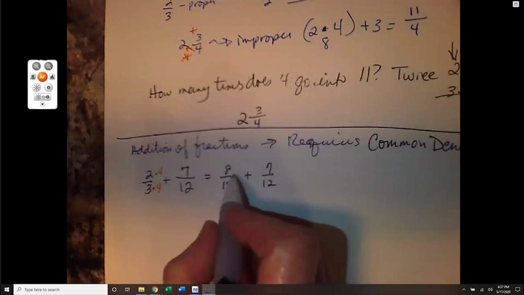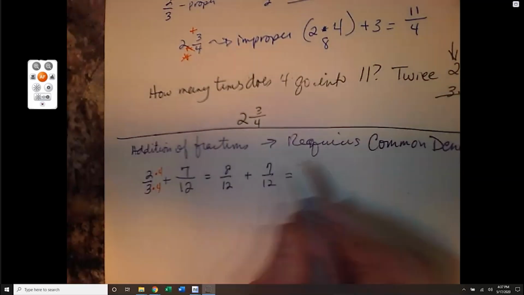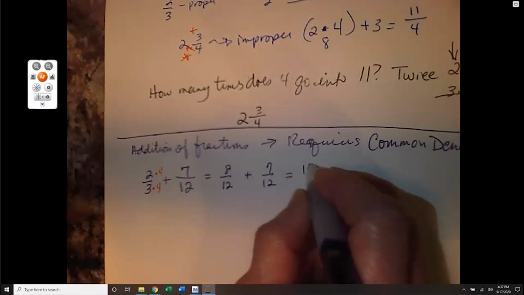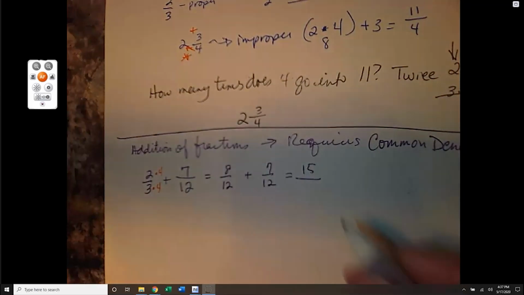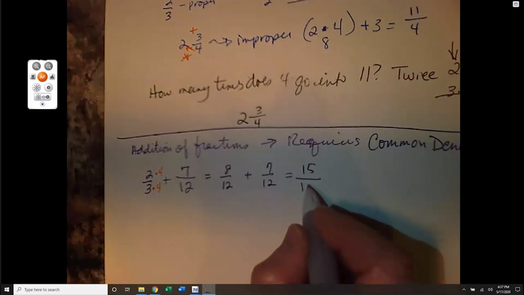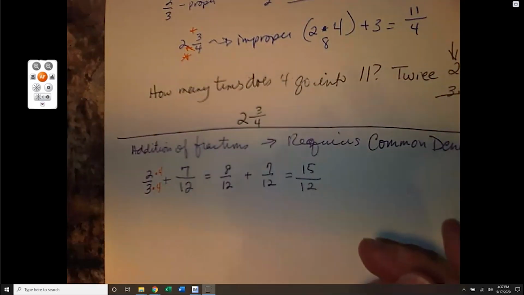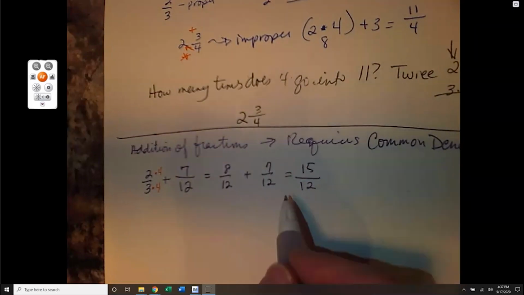And then we would just add the top numbers, 8 plus 7, so 15, and the bottom would be the same denominator. So we don't add denominators, they stay the same. They stay with that common denominator.